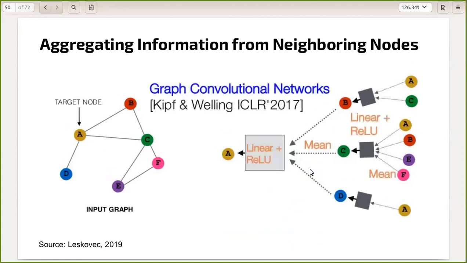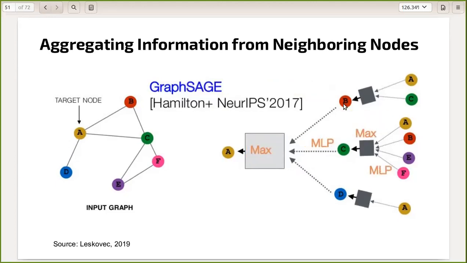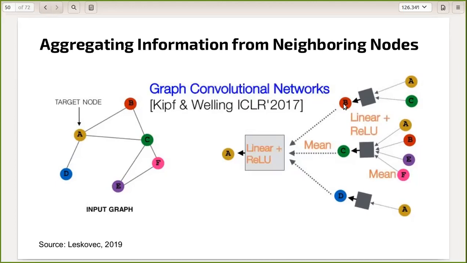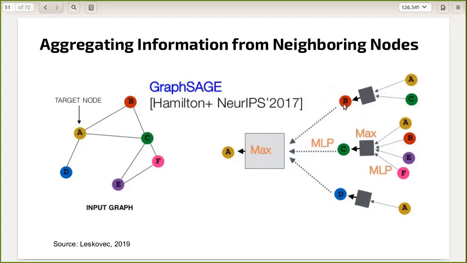The first one is graph convolutional networks by Kipf and Welling in ICLR 2017. They use the linear and ReLU function, and for the aggregating function they use the mean, the average of all of these nodes. The second one is GraphSAGE by Hamilton in NeurIPS 2017. Instead of using the linear and ReLU function, they use max pooling and an MLP for the aggregating.